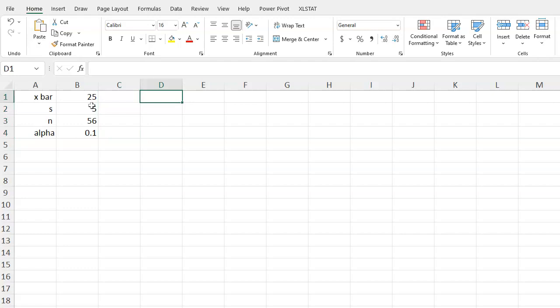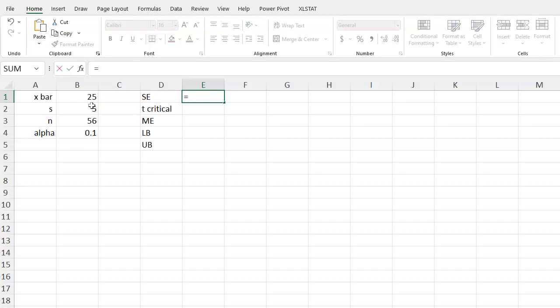Now, if we want to calculate our confidence interval, we'll first need our standard error. From there, we'll need to get our t critical value. Then we'll be able to obtain our margin of error, and then we'll get our lower bound and our upper bound. So I'm just putting in placeholders for each one of these as I make the calculations.